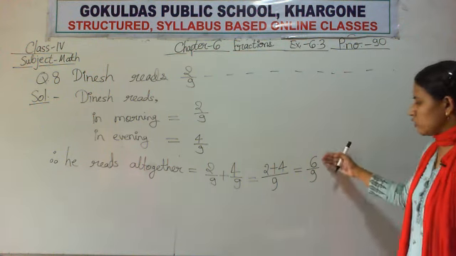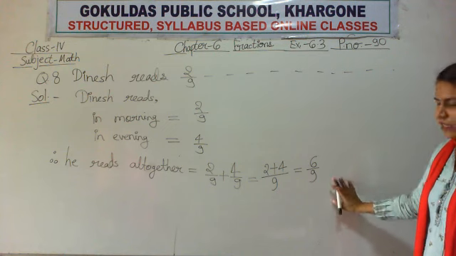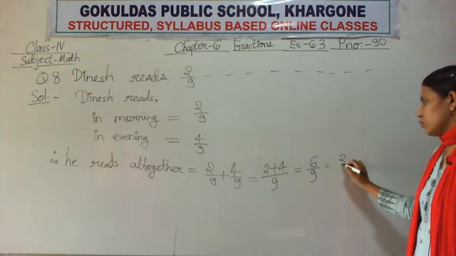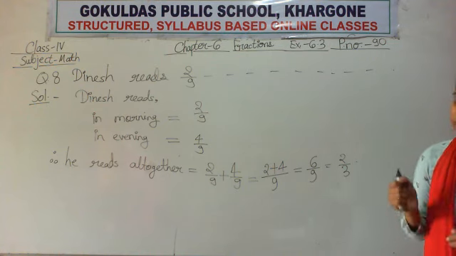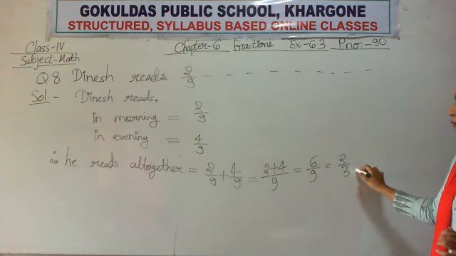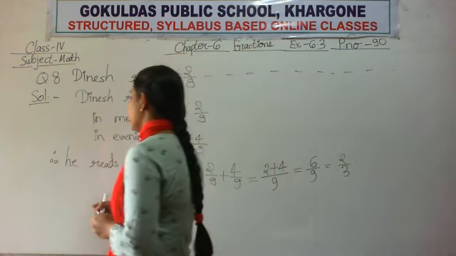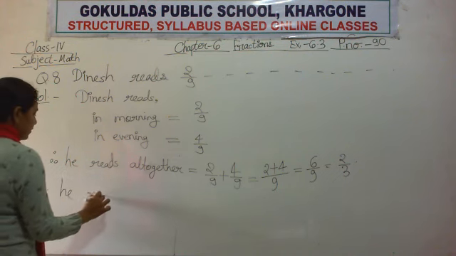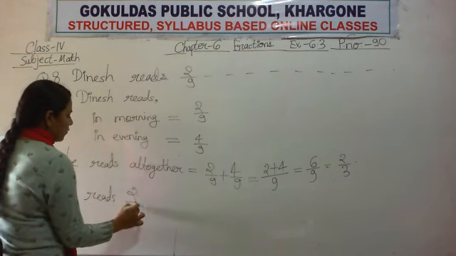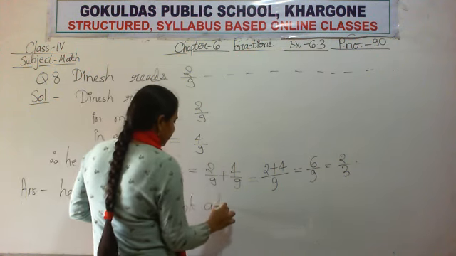And we can reduce it to its lowest form also. So you can write 6 upon 9. It is correct. You can write 2 upon 3, it is also correct. So your final answer will be he reads 2 upon 3 of a book altogether.